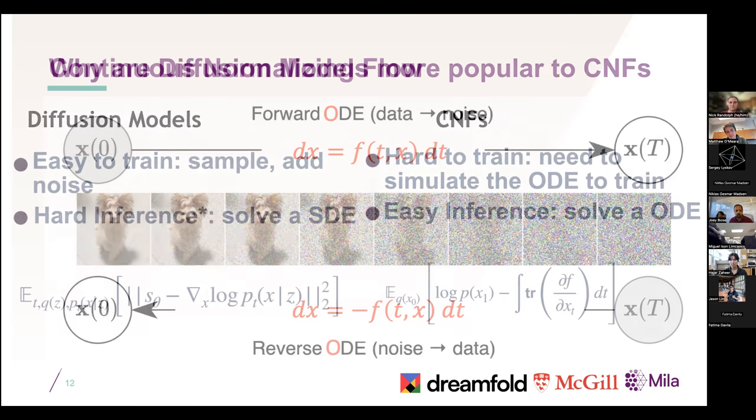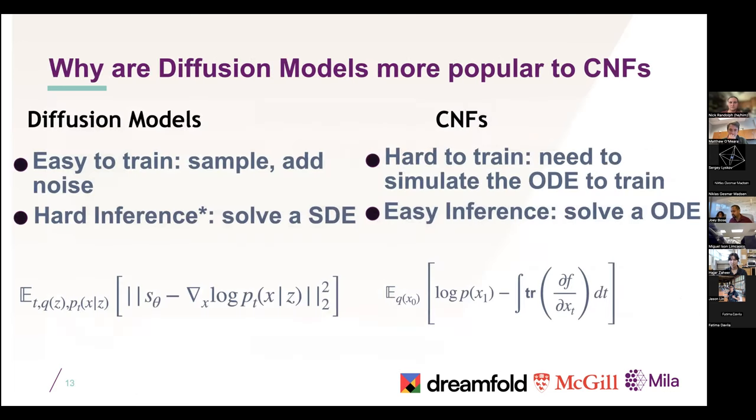So what are the pros and cons of each approach? Why are diffusion models a bit more popular than CNFs? The reason diffusion models have so far dominated generative models as opposed to CNFs is that they're easier to train and sample, and essentially their objective function is much more amenable to fast computation. So what do I mean by that?